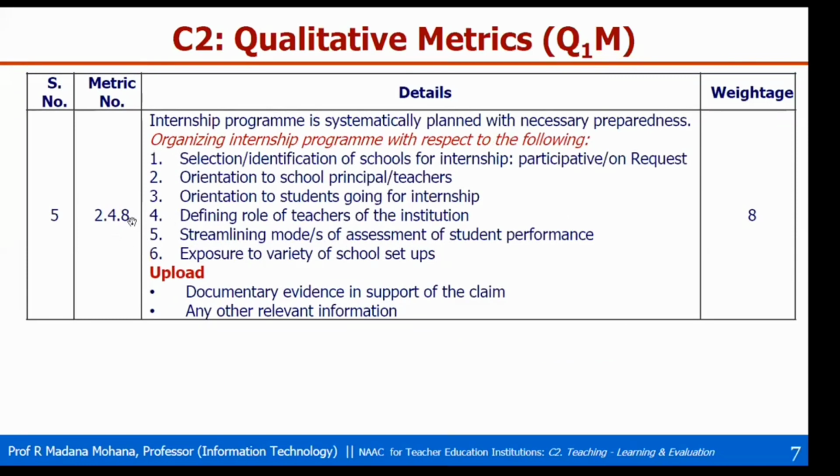Then 2.4.8, this is related to internship programs, which are systematically planned with necessary preparedness. Organizing internship programs with respect to the following, they have given 6 parameters, with respect to any one of these you can organize internships. Its weightage is 8. The first one is selection or identification of schools for internship, participative or on request. Then orientation to school principal or teachers, orientation to students going for internship, defining role of teachers of the institution, streamlining modes of assessment of student performance, exposure to variety of school setups. So in these areas, you can organize internship programs.